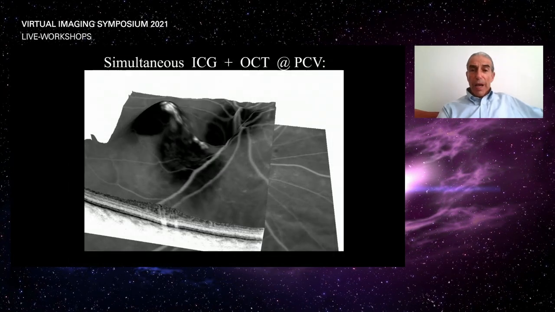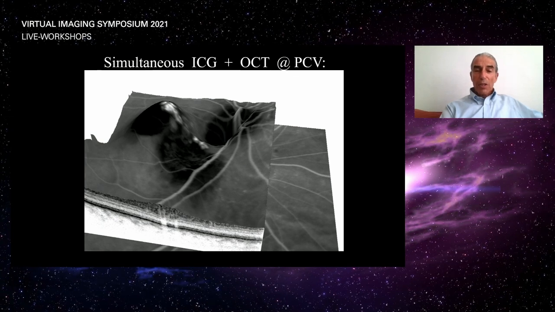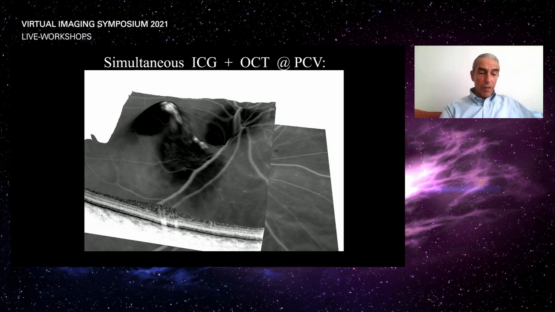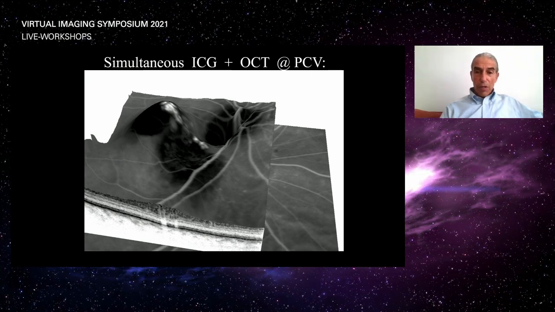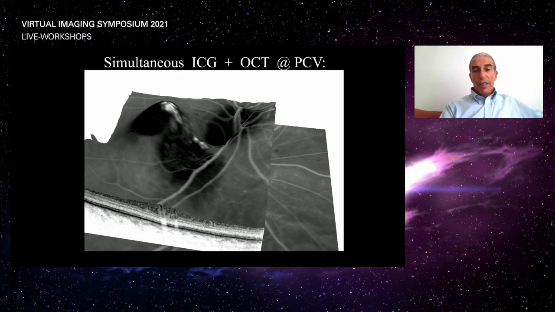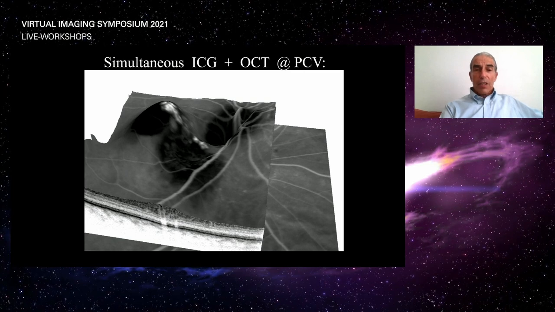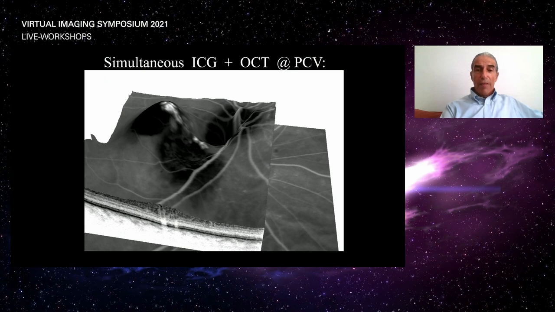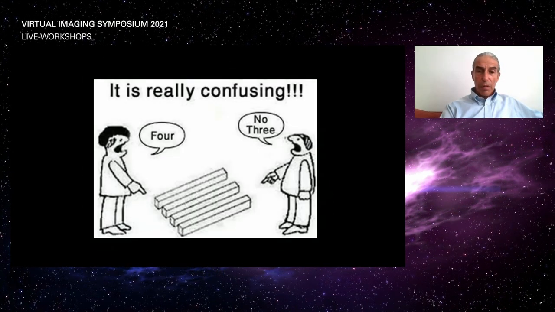Now, of course, comparing ICG with OCT allows us to understand structural findings we noticed on ICG angiography. Let's hope this movie runs. For some reason, that movie is not running. But we will just look at these single OCT and ICG images showing us elevation, where we have hemorrhages and leakage on ICG. See if the movie runs.